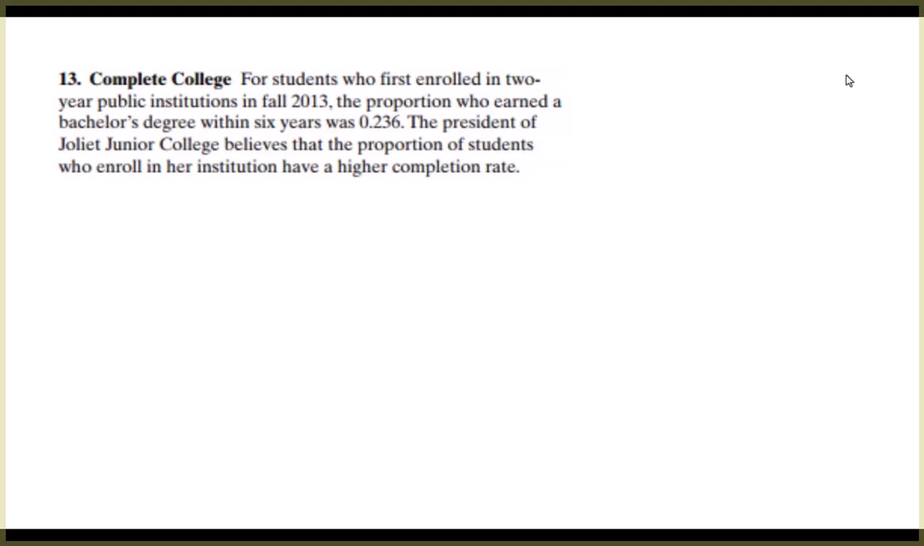Okay, here's one. The proportion of students earning a bachelor's degree within 6 years, now think about that, a 4-year degree in 6 years, was 0.236. So we're talking about a proportion. Now, the president of Joliet Junior College says, no, I think our completion rate is higher.